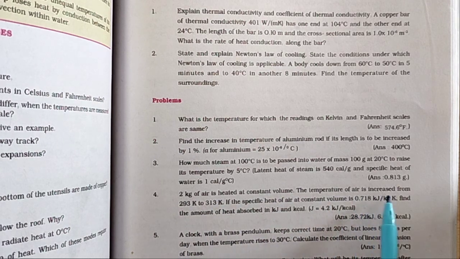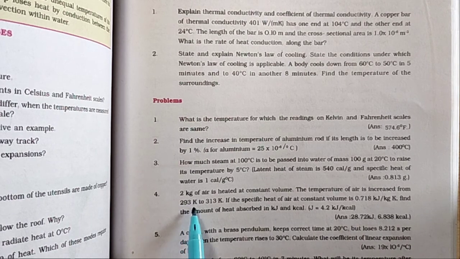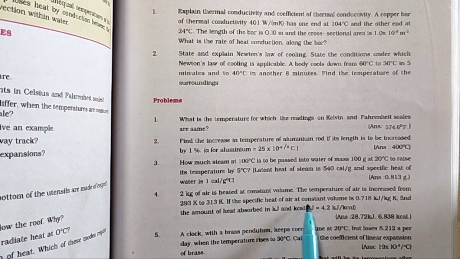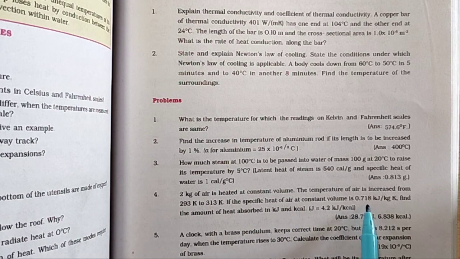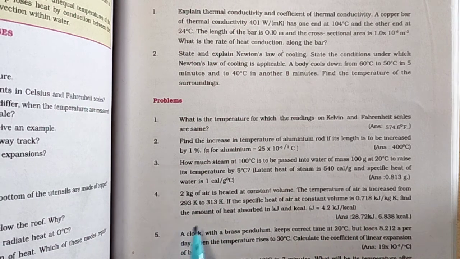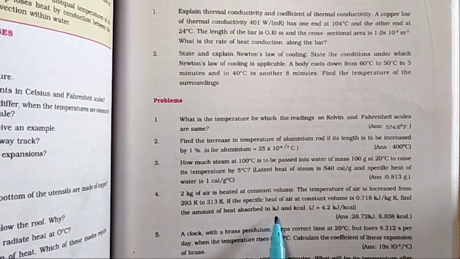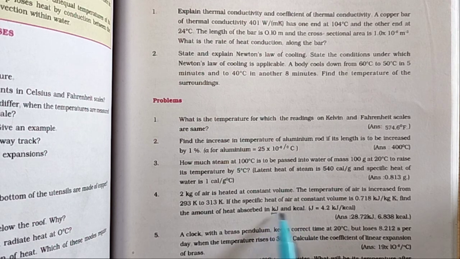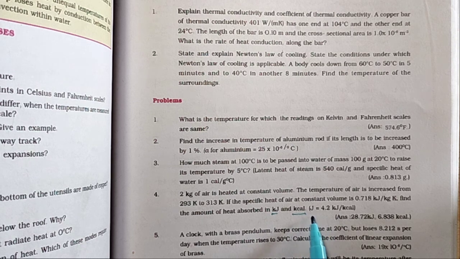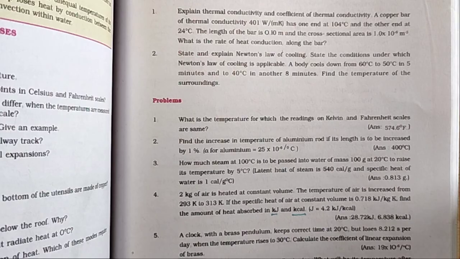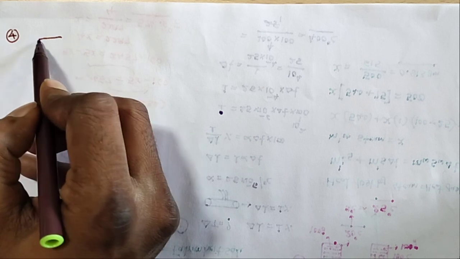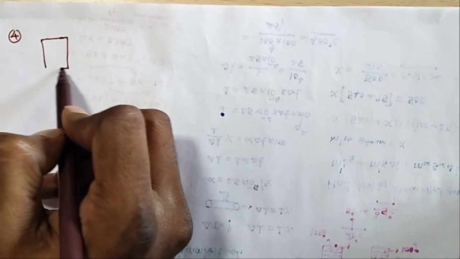Fourth problem: 2 kg of air is heated at constant volume. The temperature of air is increased from 293 Kelvin to 313 Kelvin. If specific heat of air at constant volume is 0.718 kilojoules per kg Kelvin, find the amount of heat absorbed in kilojoules and in kilocalories. J is equal to 4.2 kilojoules per kilocalorie, given. Fourth one, very simple. So let us take one container.